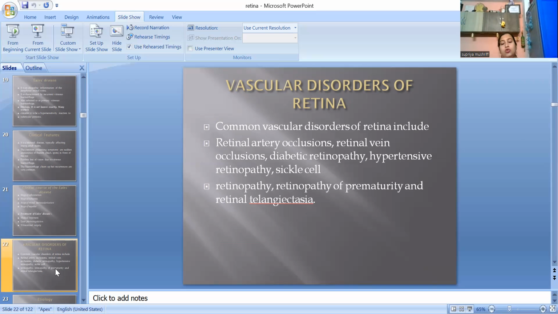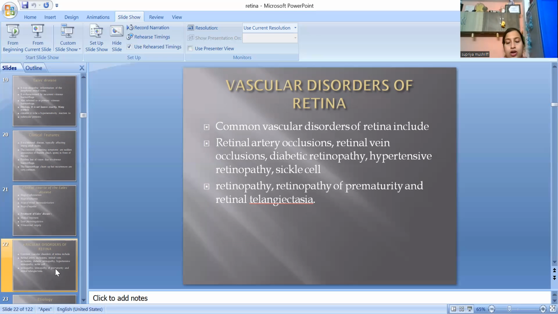You will feel overwhelmed at how many diseases there are. But when you get to know each and every disease, it is very easy to understand the various retinal vascular disorders. So when the central retinal artery or a branch retinal artery is occluded, it comes under retinal artery occlusion.